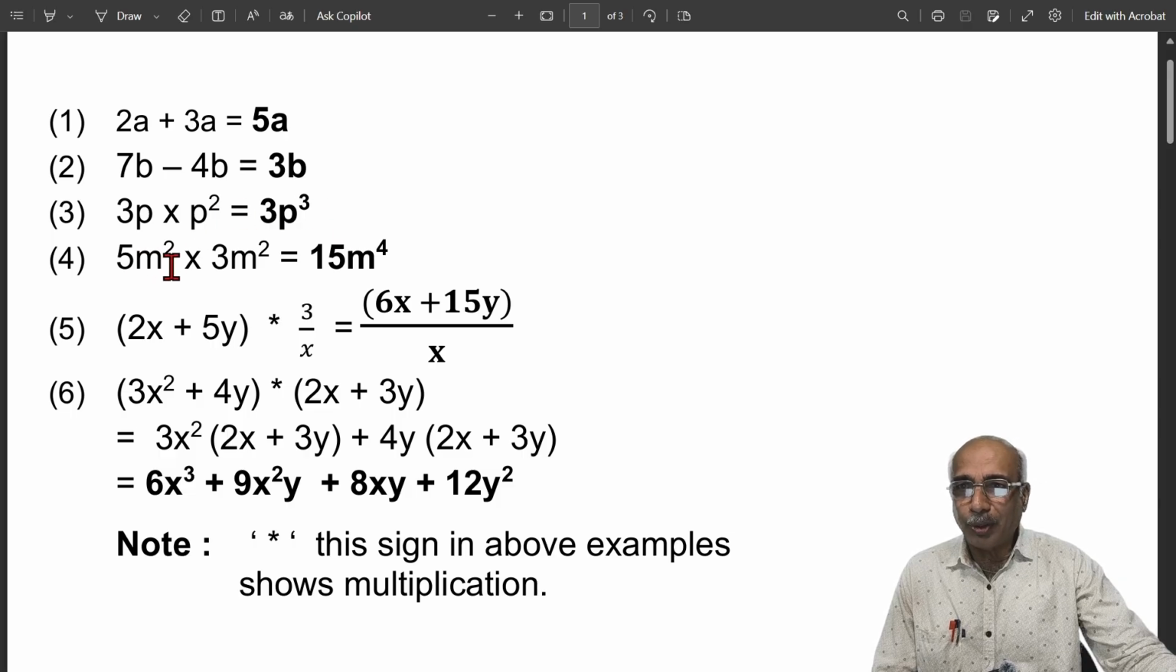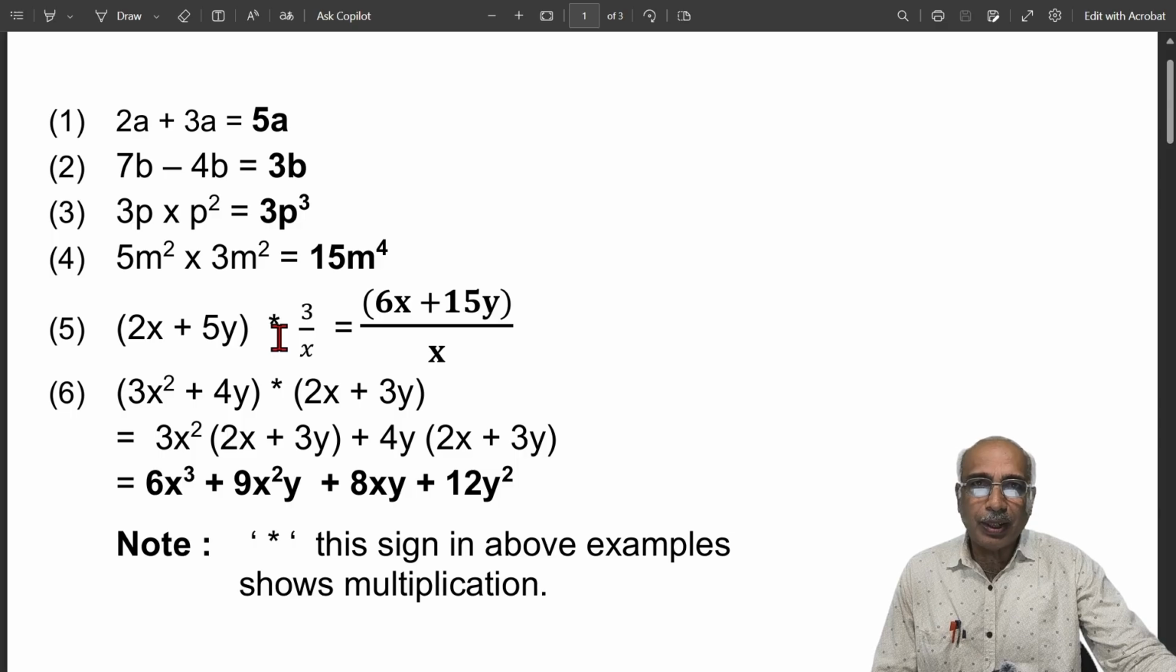Similarly, 5m square into 3m square. 5 into 3 is 15. m square into m square will be m raised to power 2 plus 2, that is m raised to power 4. Next example, 2x plus 5y.